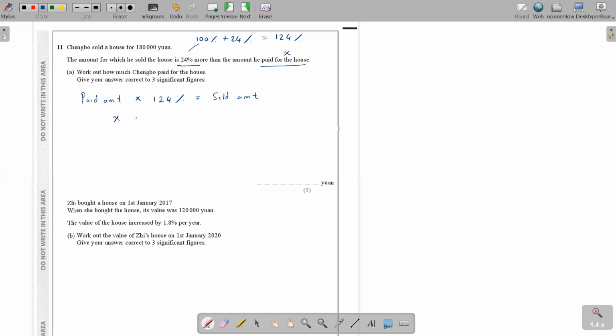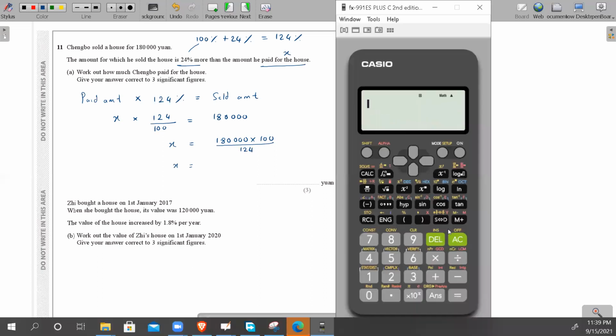So the paid amount here is X. 124% is simply 124 over 100 into the sold amount, which is 180,000 yuan. So now let's make X the subject. The 100 will go up as a multiplication, 124 comes down as a division, and we get our X figure here. So what is it? 180,000 into 100 divided by 124, and I get, so they want a 3SF, so 145,161.